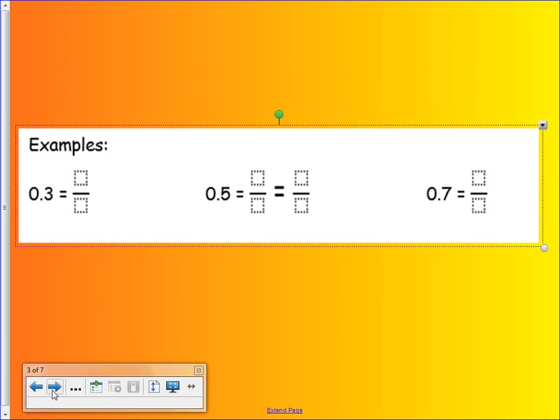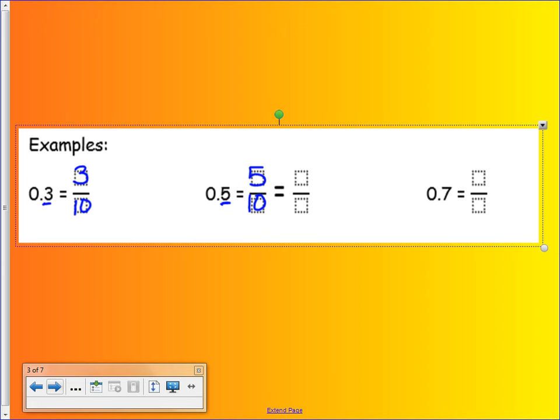Okay, so let's look at this first number, 0.3. We read that as 3 tenths because it only goes to the tenths place. So I'm just going to write 3 over 10. Now let's look at the next one. The next one goes again to the tenths place, and I read it as 5 tenths. So I'm going to write 5 over 10.